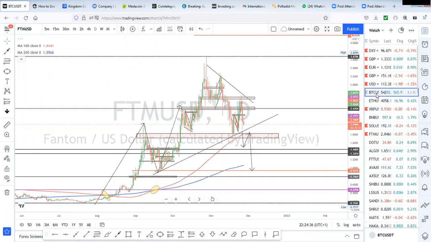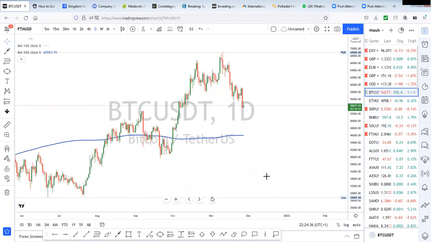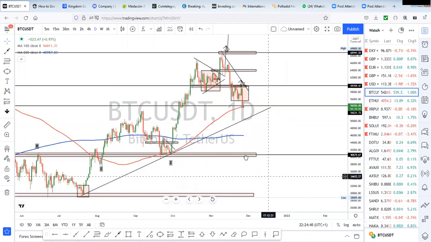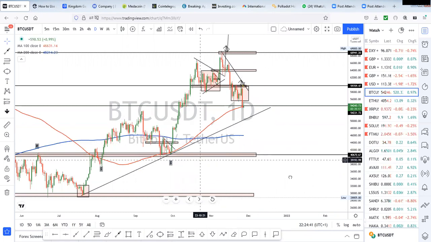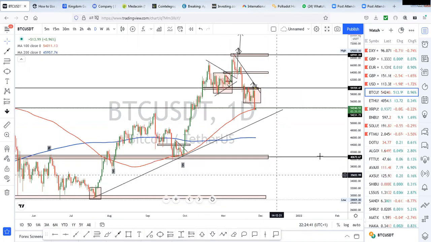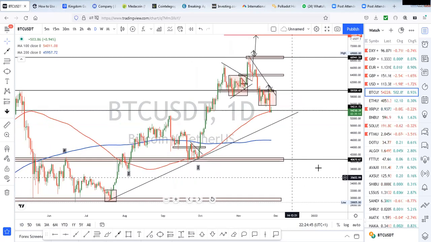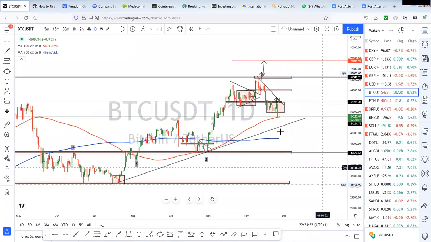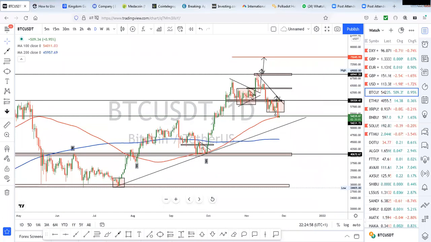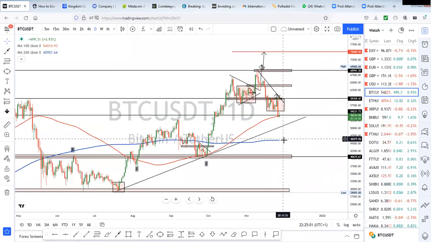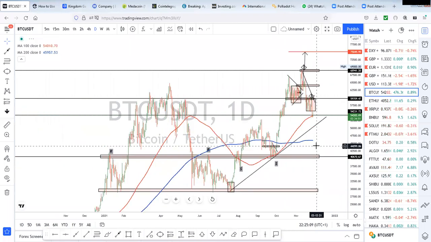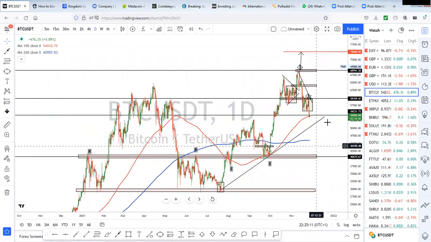Okay, let's check BTC. If BTC breaks below this 100 moving average, it's going down to 44, 45, 40. I'm telling you.